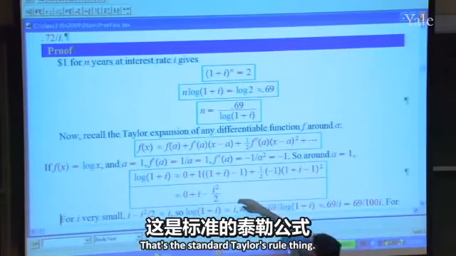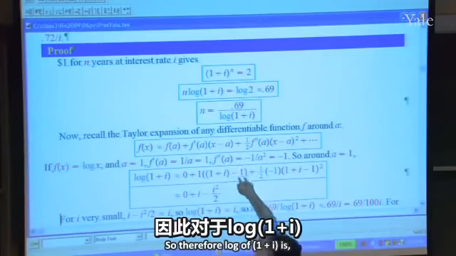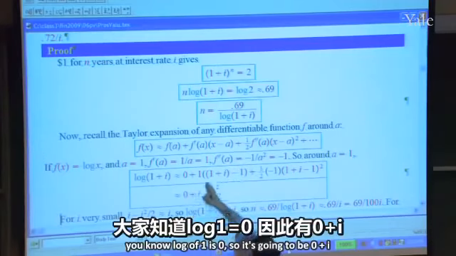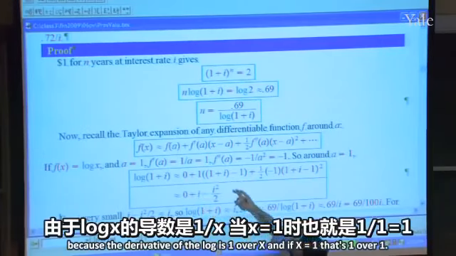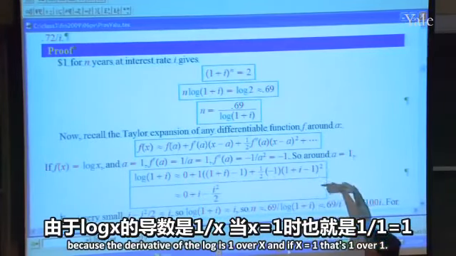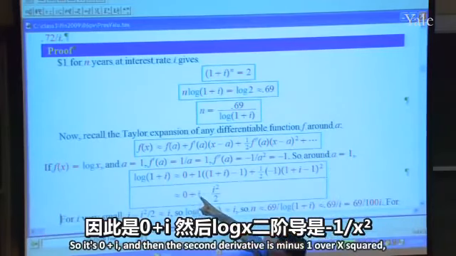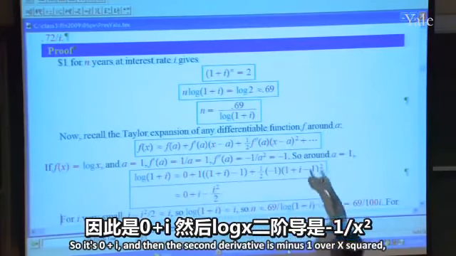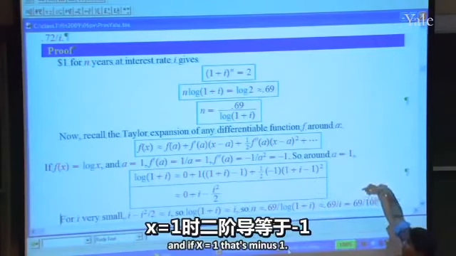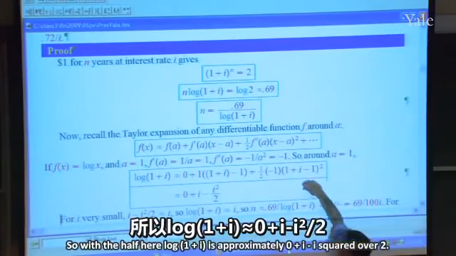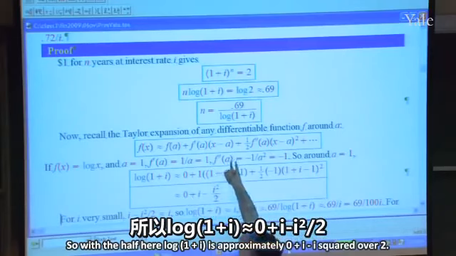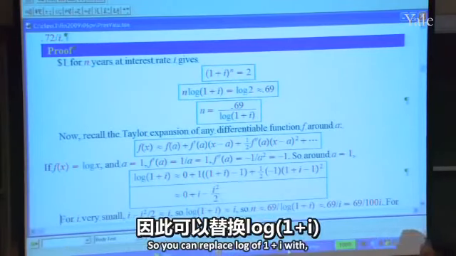That's the standard Taylor's rule thing. So the log of 1 plus I: log of 1 is 0, so it's 0 plus I, because the derivative of the log is 1 over x, and at x equals 1, that's 1 over 1. Then the second derivative is minus 1 over x squared, and at x equals 1, that's minus 1. So with the half here, log of 1 plus I is approximately 0 plus I minus I squared over 2.